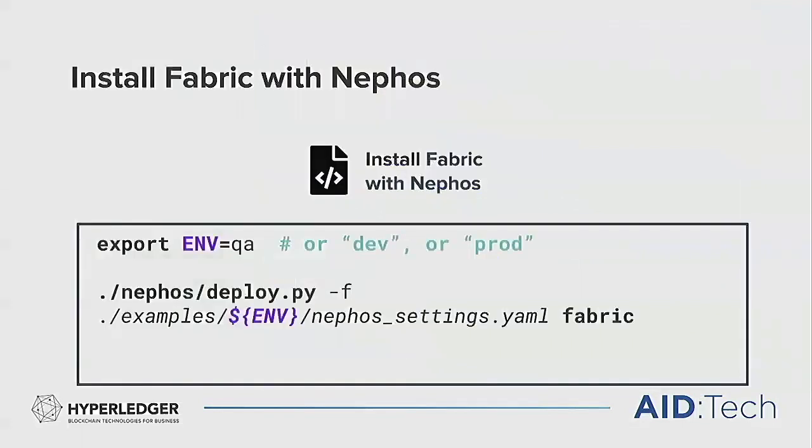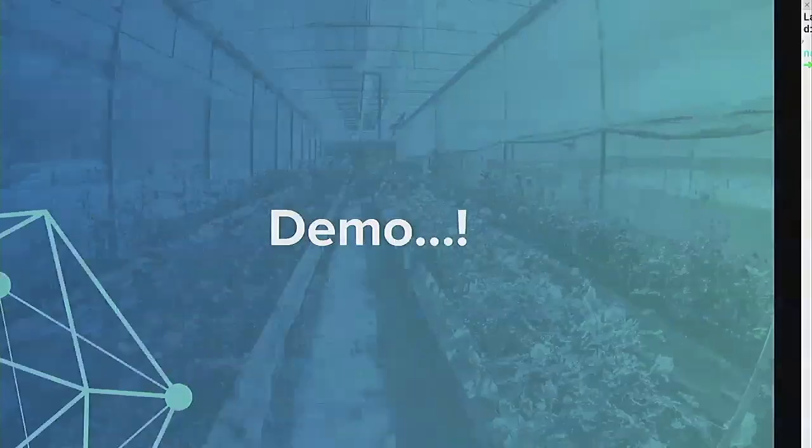And then this is the command that you use to deploy that network. You might export the environment, for example, QA, and you just run Nephos deploy -f, the file for the settings, and the fabric command. And that will deploy the entire network, running all those long and not that easy to remember commands. So demo, let's do it.